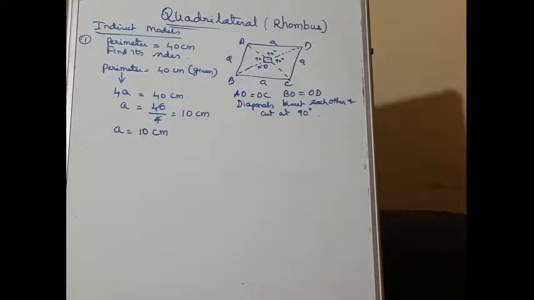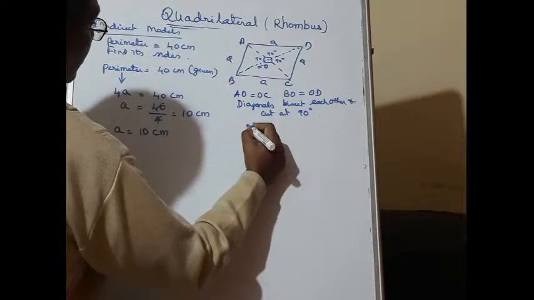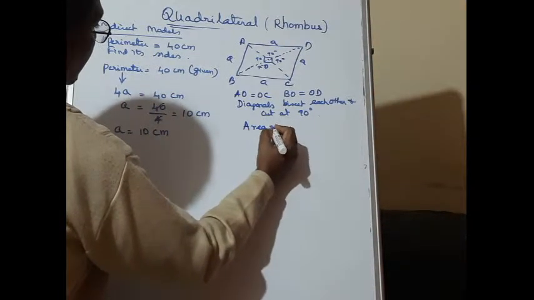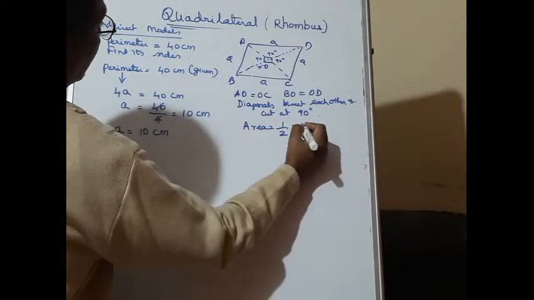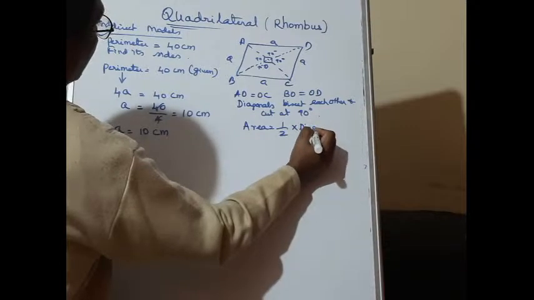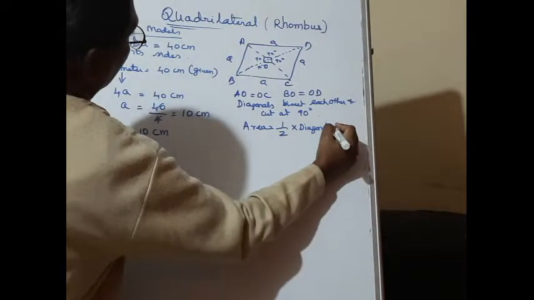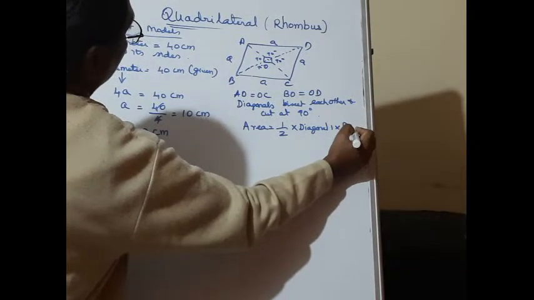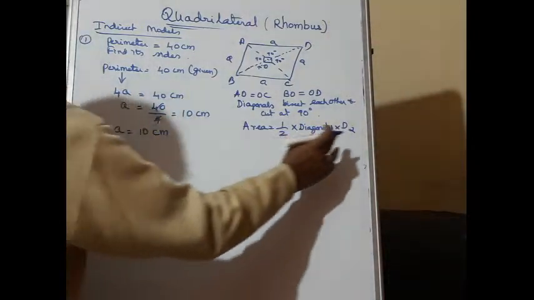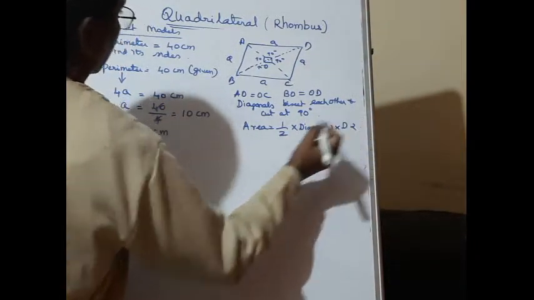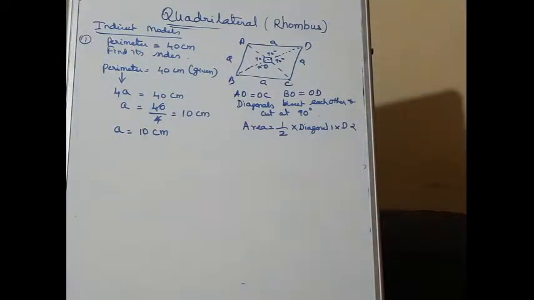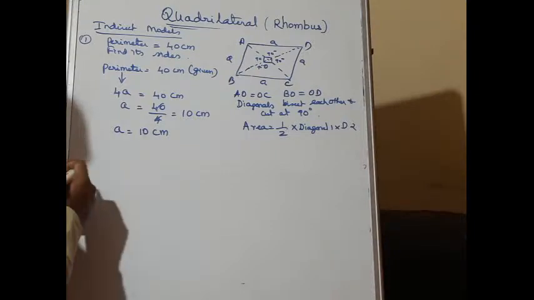The area of a rhombus is based on diagonals. Write the formula: area equals half into diagonal 1 and diagonal 2. For the area of a rhombus, you cannot go from the sides. So the area of a rhombus is based on diagonals, but the area of a square is based on sides. If you know both the diagonals, you can find the area. So this is a straight model.